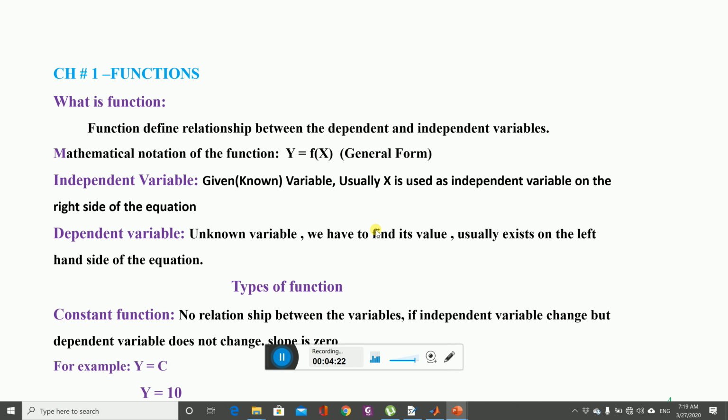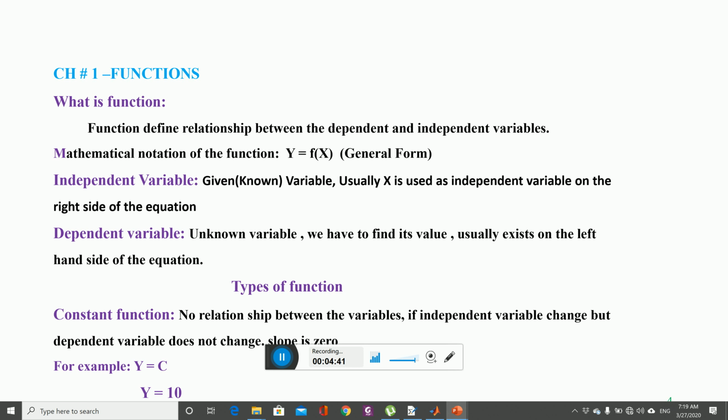Now the dependent variable is unknown, that we have to find with the help of the independent variable, and usually this exists on the left hand side of the equation. So this y is the dependent variable existing on the left hand side of the function or equation, and this is unknown. We have to find it using the values of the independent variable.